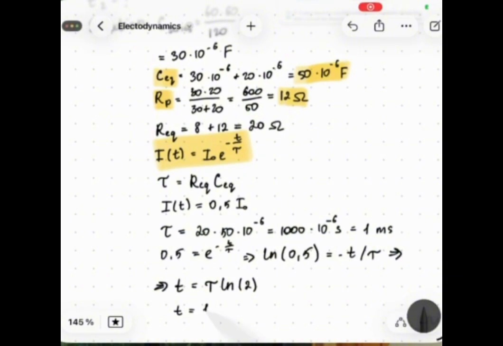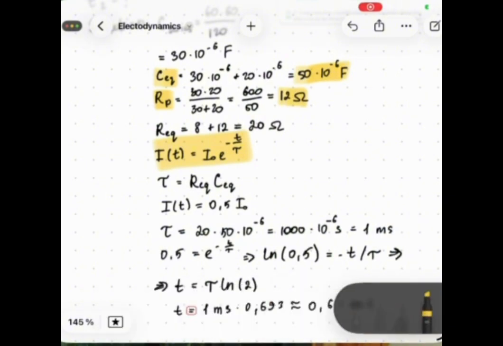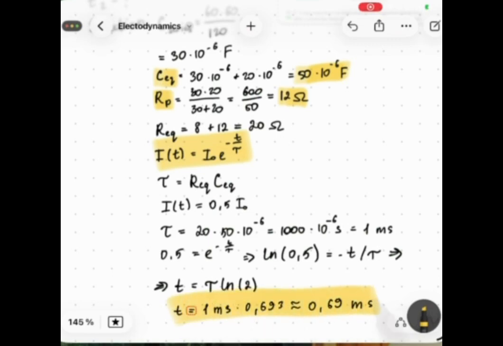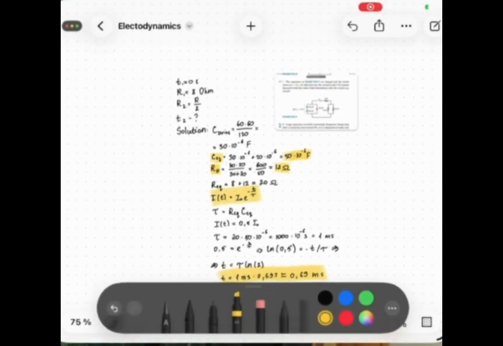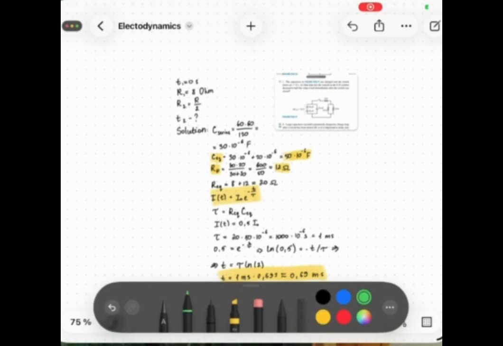At the end, t equals 1 millisecond multiplied by approximately 0.693. I calculated it before, so we just write the milliseconds here. Let me highlight it. That's it, that's totally right. Let me write it here as well.